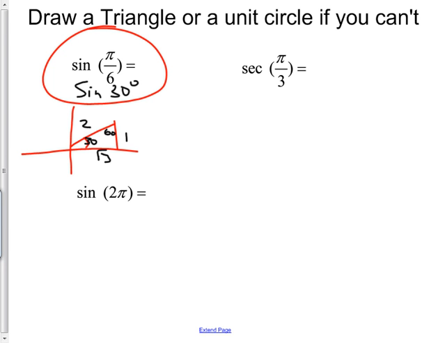Sine is opposite over hypotenuse. That over that, 1/2. See, they gave me an angle, and what did they want? They wanted the sides, and there they are. Okay?